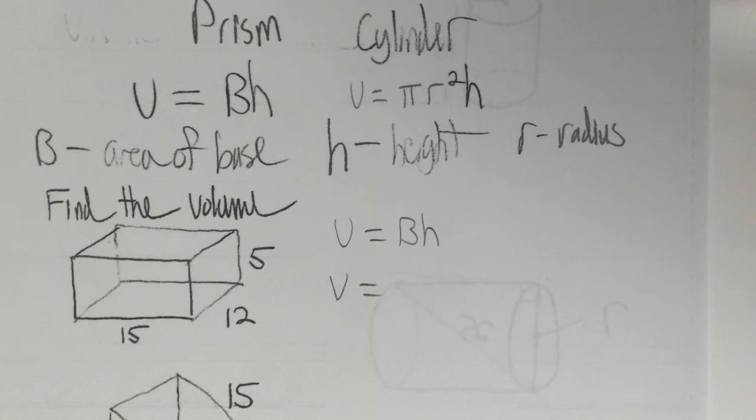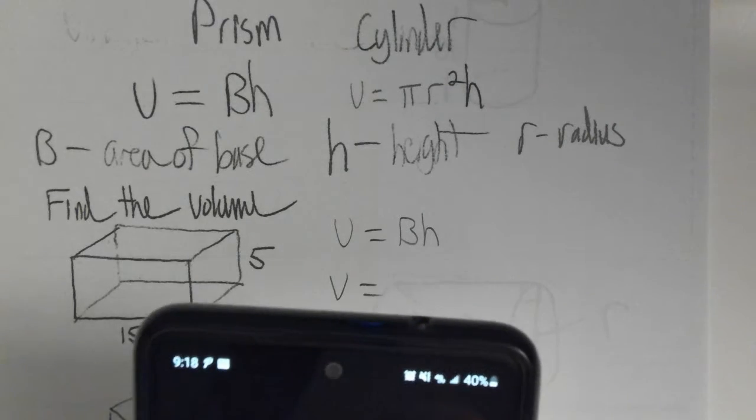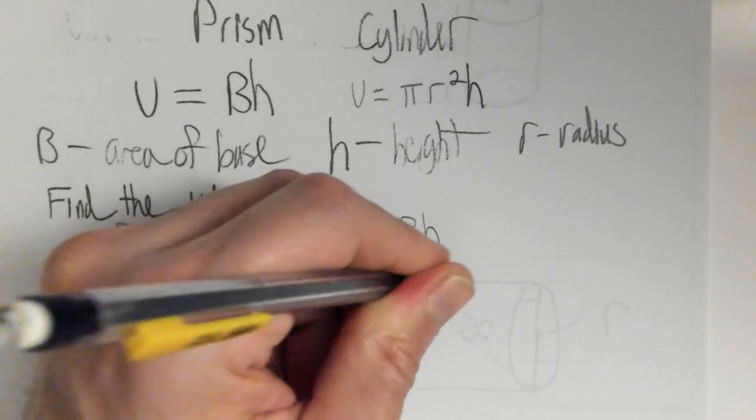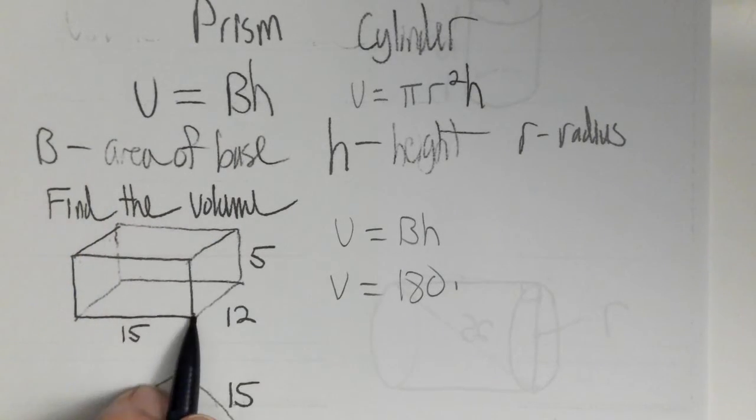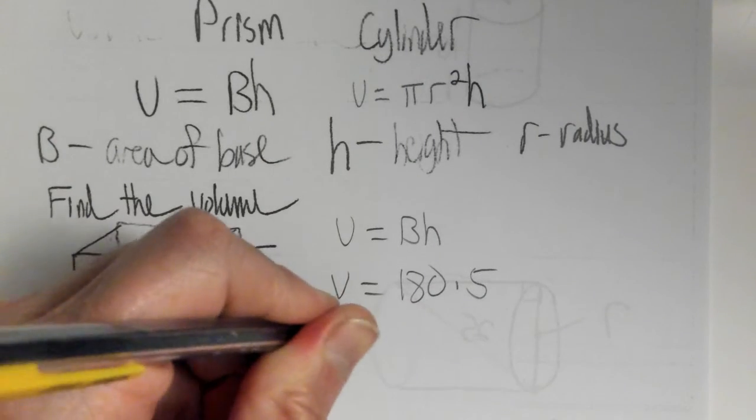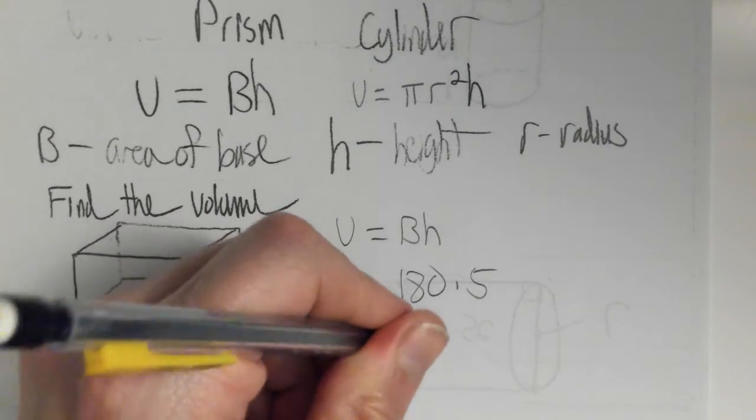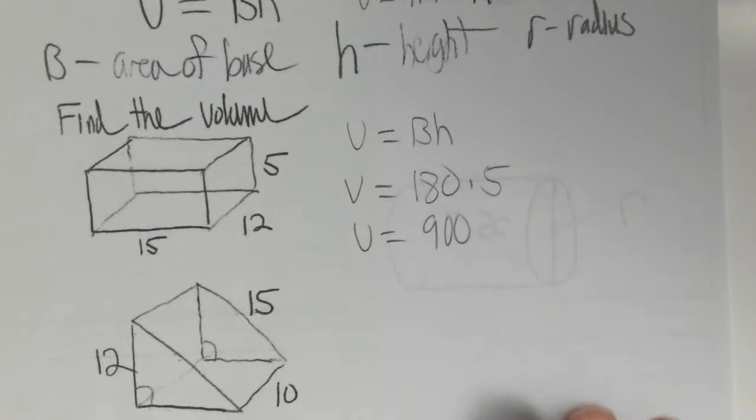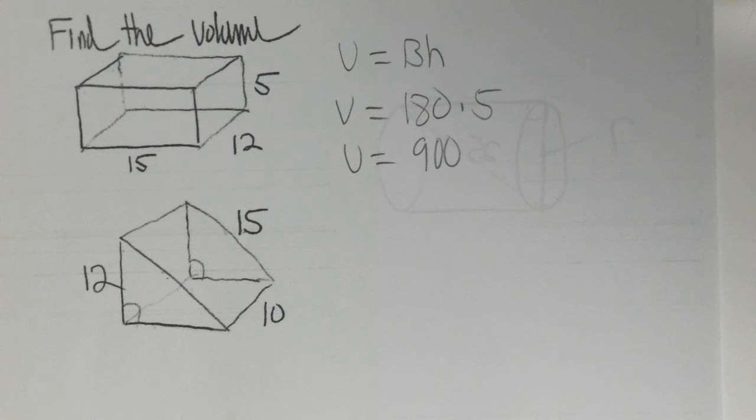So if I go 15 times 12, that gives me 180. So that'd be 180 times. Now if I use that as the base, the height of the prism would be 5. And so we have our answer, 900 cubic units, whatever the unit is. All right. Okay, here's the next one that we want to look at.